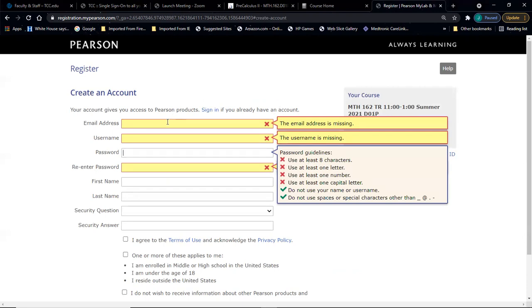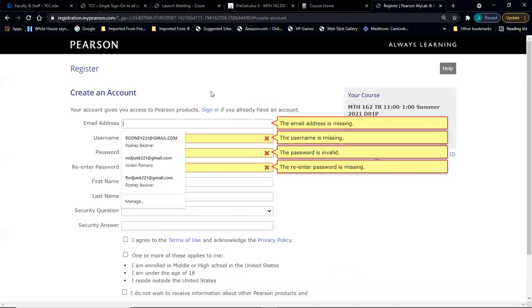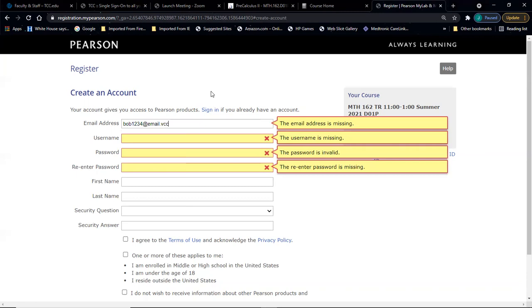If you're using a TCC email account, it should be something like Bob1234 at, and here's the important part that some people mess up, email.vccs.edu. If you miss a C, you're going to have problems. If you miss one of those chunks of words, you're going to have problems. You're going to try and sign in, and they're going to say, oh, you don't have an account. And then it's going to say, well, type your email address that's related to it. And if you're typing the wrong email address, they're going to say you don't have an account because you created an account with a bad email address. So quadruple check that to make sure it's right when you're signing up.